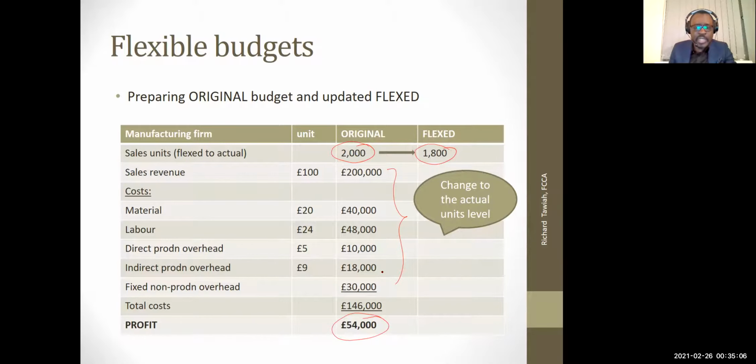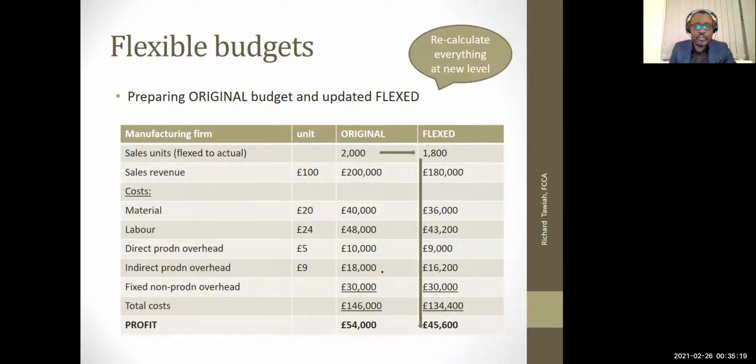But what happened? We realized that customers will not be demanding as we thought. There was a shortfall of 200. So what do we do? We flex the budget and then re-project. So if we flex it, we are getting 1,800, no longer 2,000. So our revenues then change. It drops. This is not actual; we are still budgeting. Take note of that. So we then budget everything and realize that now our original would have changed to 45,600.